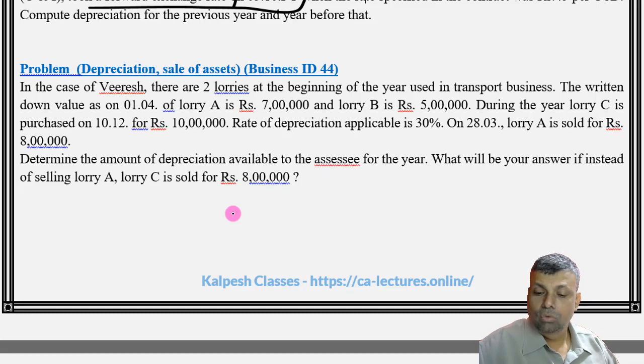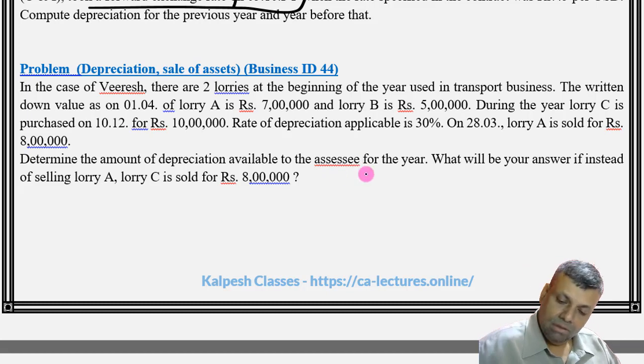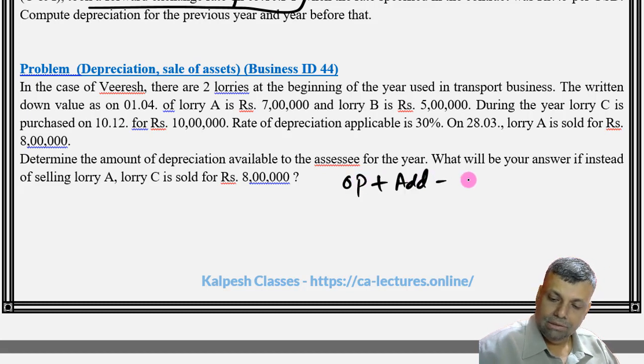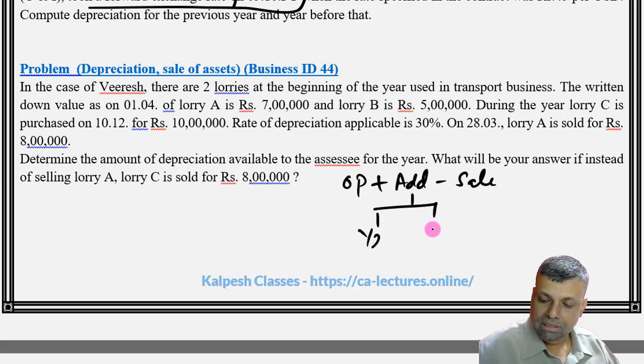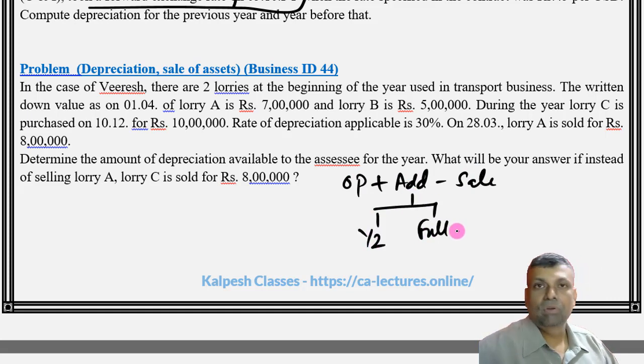Now friends, this is a good question and a good concept comes into the picture. Let me explain this concept very well and thereafter I'll solve this question. See, we have the concept of opening, additions and sale. The additions can be of 2 types, basically half rate or full rate. That means when you are calculating the depreciation, whether you should give effect to the half rate depreciation first or the full rate depreciation.